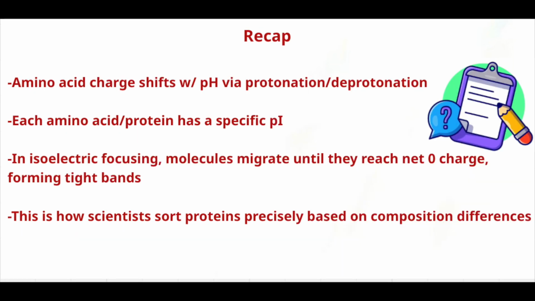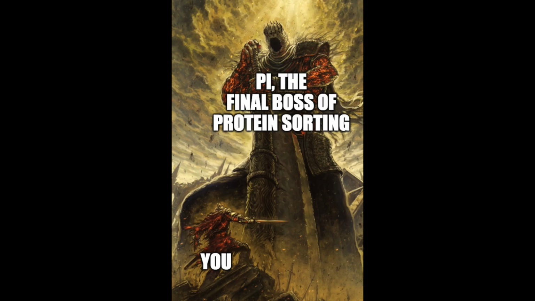So, in summary, amino acid charge shifts with pH via protonation or deprotonation. Each amino acid or protein has a specific pI, isoelectric point. In isoelectric focusing, molecules migrate until they reach net zero charge, forming tight bands. This is how scientists sort proteins precisely, based on composition differences.